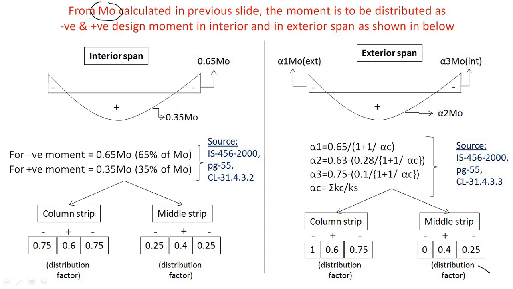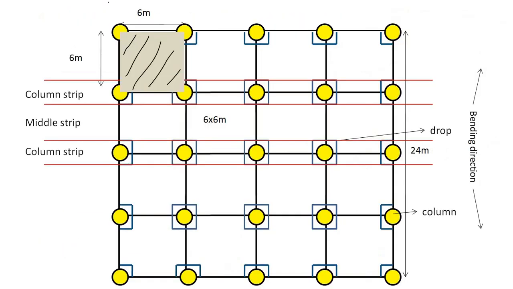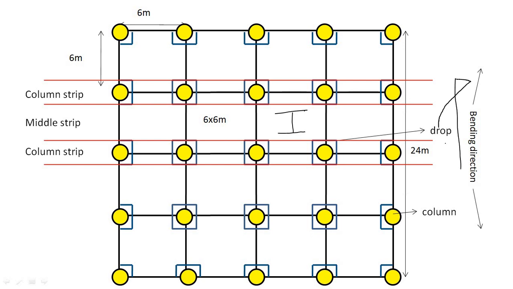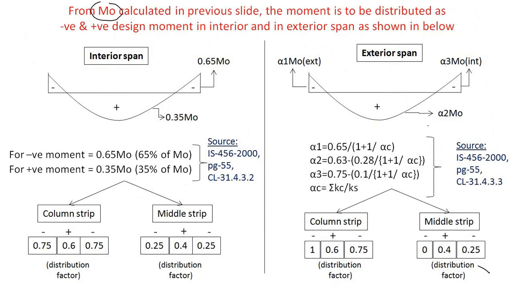If we take an interior span, for example this interior span, the bending of this span will be something like this. Here it will be negative and here it will be positive. So for the interior span, at the top there will be negative moment and at the center bottom there will be the positive moment.